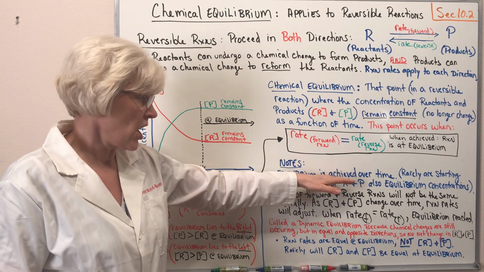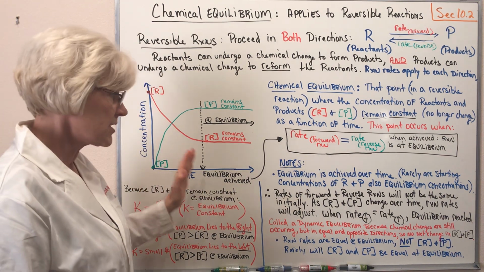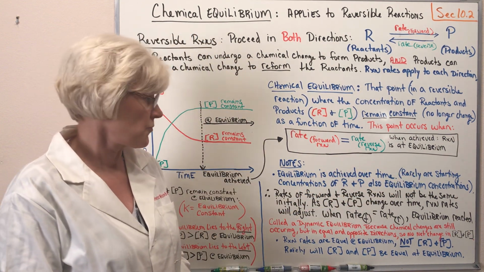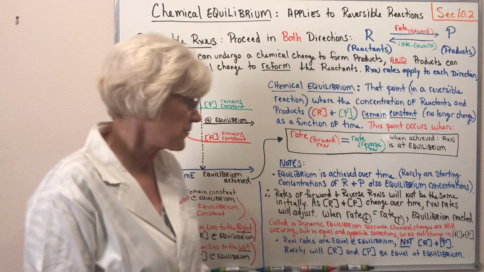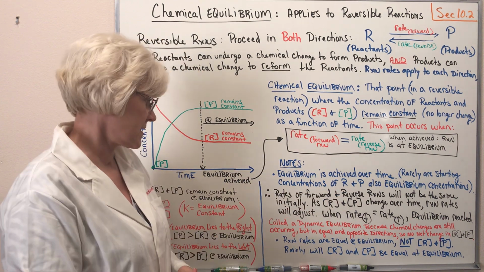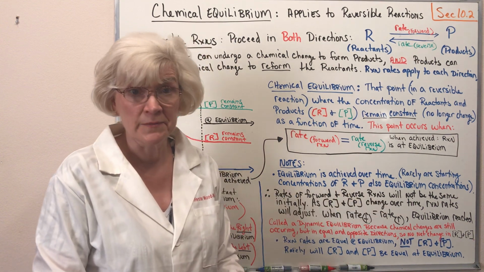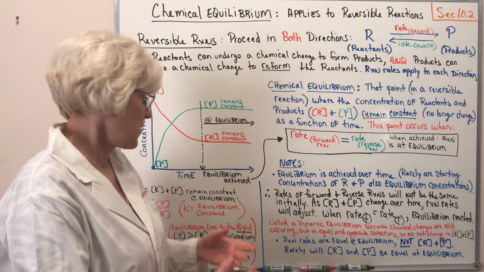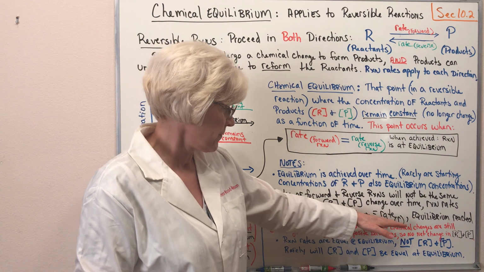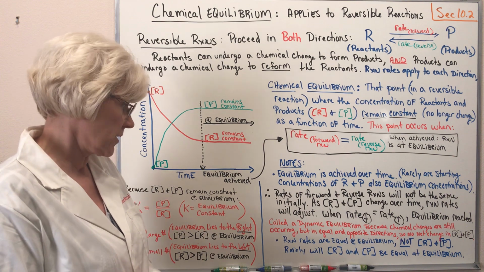It's achieved over time, as our graph is showing. We're not initially at equilibrium, we achieve it. So rarely are the starting concentrations of reactants and products also the equilibrium concentrations. So rates of forward and reverse reactions will not be the same initially, but as the concentration of reactants and products change over time, their reaction rates change for the forward and reverse reactions. And once we reach the point where the rate of the forward reaction equals the rate of the reverse reaction, equilibrium is reached or achieved.